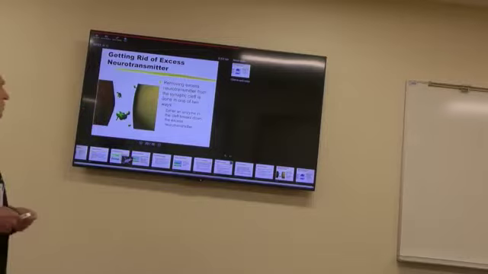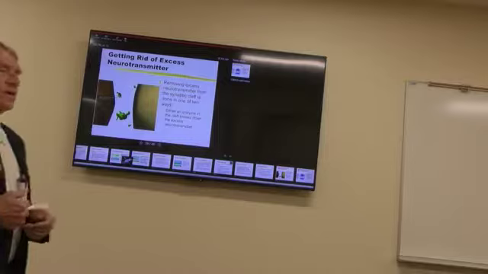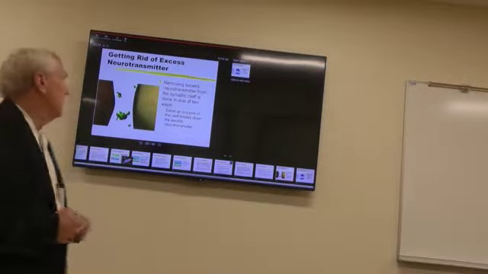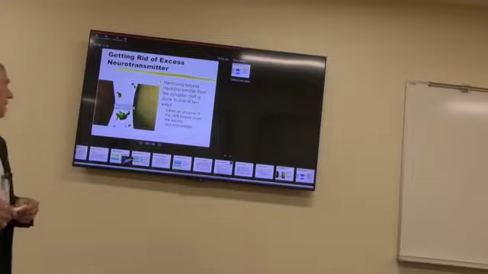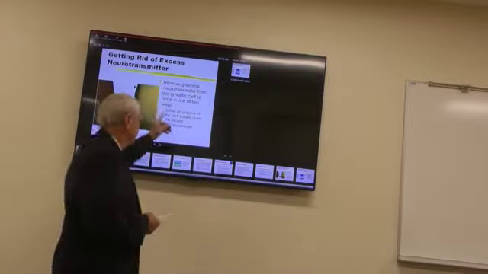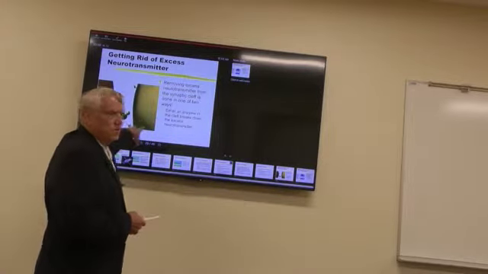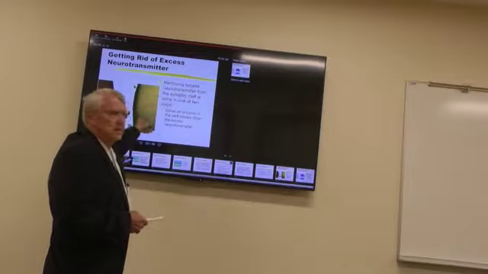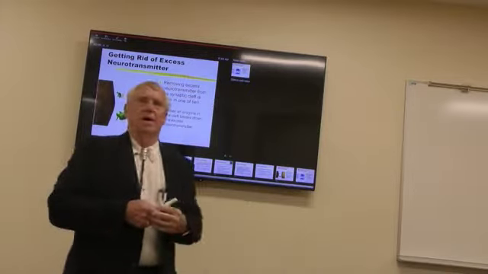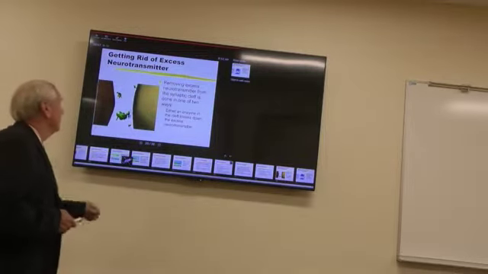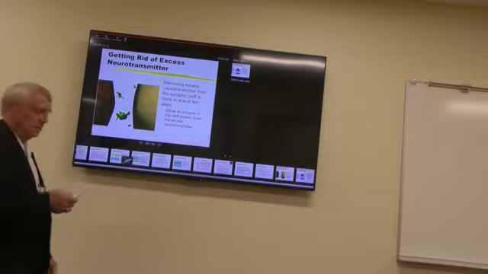Removing excess neurotransmitters from the synaptic cleft is done in one of two ways. It's either done with an enzyme that enters the synaptic cleft and breaks down the excess neurotransmitter. This is what happens with acetylcholine. If we have too much acetylcholine in here, it will send an enzyme in there called acetylcholinesterase, and it breaks down the acetylcholine.